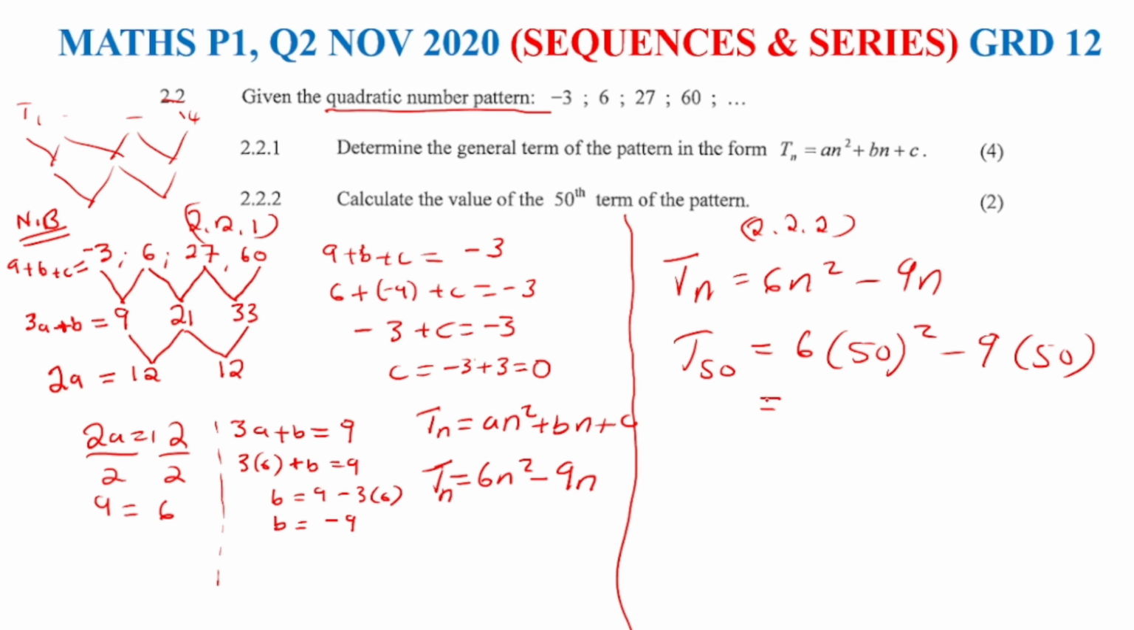This is only 2 marks, guys. There's no need for you to bother yourself. You just punch this in your calculator. You should be able to get an answer. Let me see. Punch my calculator here. You're going to get 14550. Okay, and that's how you would deal with these 2 questions, guys.